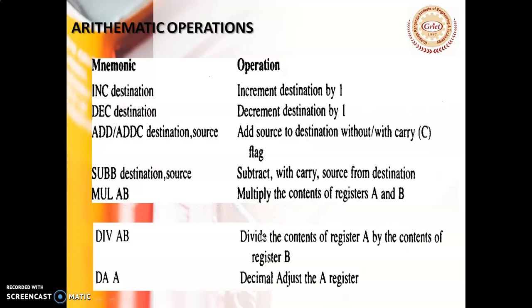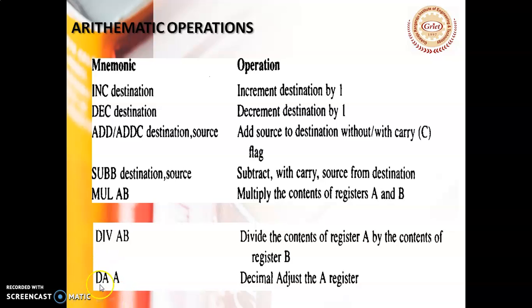Okay. Now, if you see this, these are the mnemonics. Already we have seen what each operation talks about. Increment increments the contents by 1. Decrement decrements the content by 1. If you see ADD and ADDC, without C it is going to just add the content. With C, it is going to add the content with carry. SUBB subtracts the source from the destination with carry. MUL AB multiplies the content of both registers. DIV AB divides the content of both the registers.